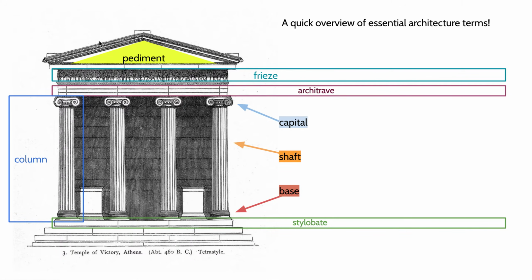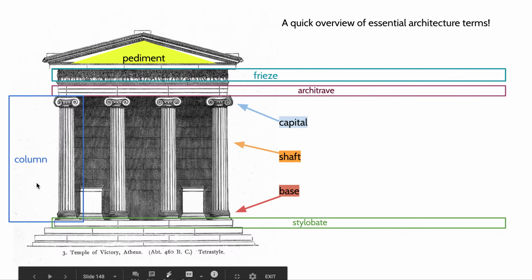So this triangular shaped stone at the top is called a pediment. The horizontal lintel-like structure, typically with some sort of decorative element on it, is called a frieze, F-R-I-E-Z-E. And then the lintel below it, which is typically unadorned, is called an architrave.